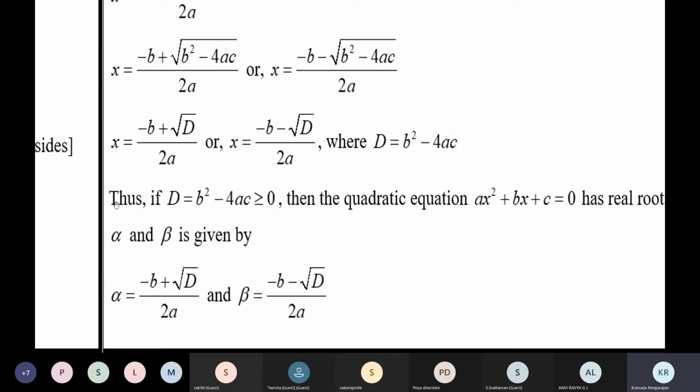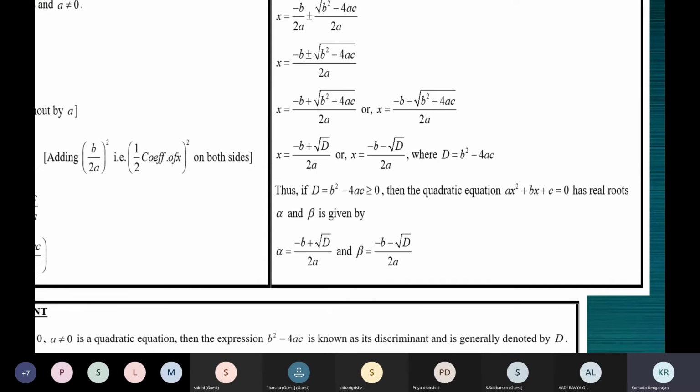So when the value of b square minus 4ac is equal to 0, or if the value of b square minus 4ac is greater than 0, that means it's positive. In both the cases, the given quadratic equation will have real roots, and the roots are given by alpha. You know that alpha and beta are the roots of a quadratic equation. Same thing here. Alpha is equal to minus b plus root d by 2a, and beta is equal to minus b minus root d by 2a.